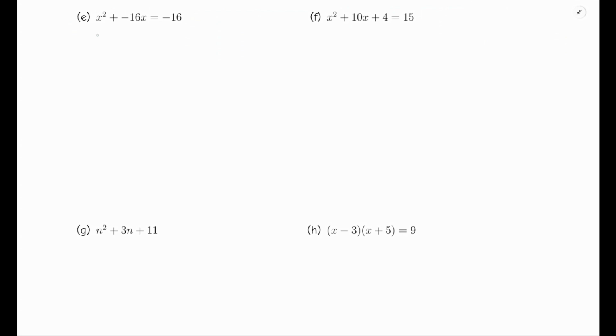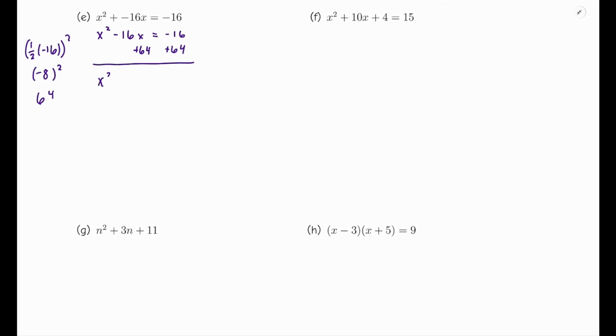Just going to fix the little typo here. This should just say x squared minus 16x equal to negative 16. So I need to take half of that middle term, square it, get negative 8 squared, which is 64. So I'm going to add 64 to both sides of this equation.